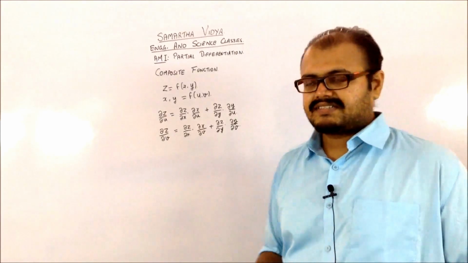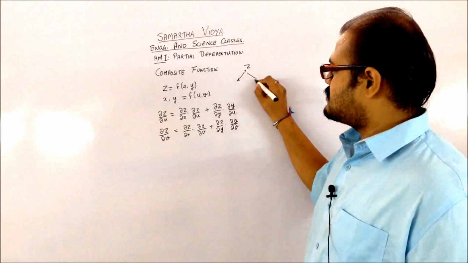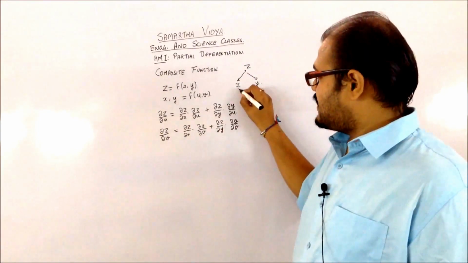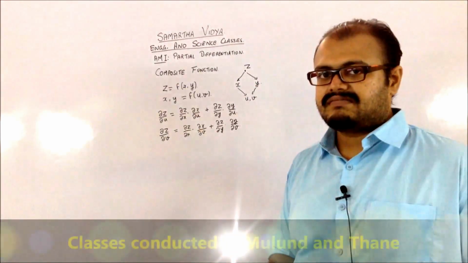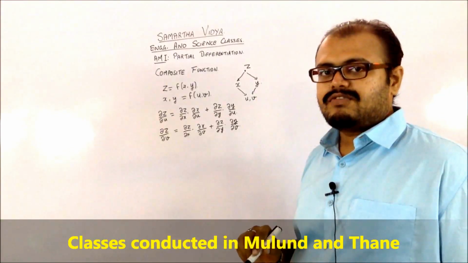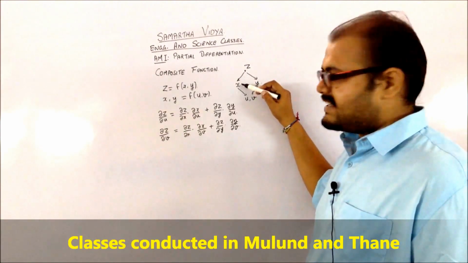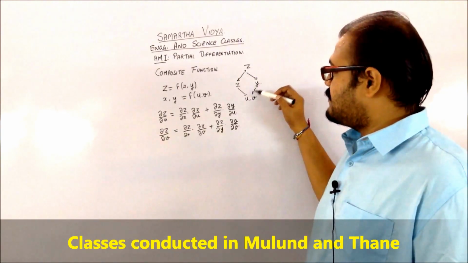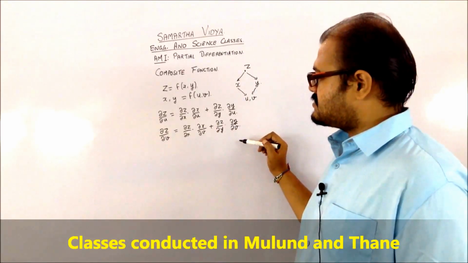Now basically, how do you remember this thing? So what you have is my z is a function of x and y, and in turn my x and y are also functions of u and v. So if I want to go from z to u, I can follow two paths. I can go from my z to x and then x to u, or I can go from z to y and y to u. So that is how the formula comes to me.